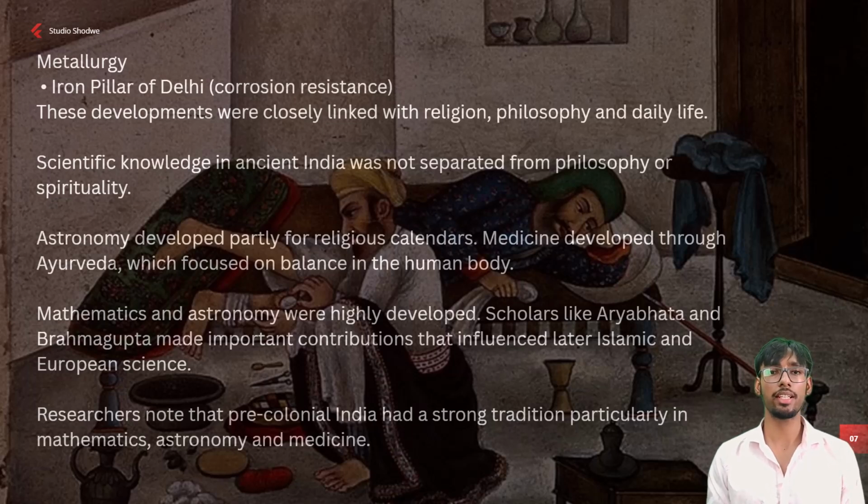Scientific knowledge in ancient India was not separated from philosophy or spirituality. Astronomy developed partially for religious calendars. Medicine developed through Ayurveda, which focused on balance in the human body. Mathematics and astronomy were highly developed. Scholars like Aryabhata and Brahmagupta made important contributions that influenced later Islamic and European science. Researchers note that pre-colonial India had strong traditions, particularly in mathematics, astronomy, and medicine.